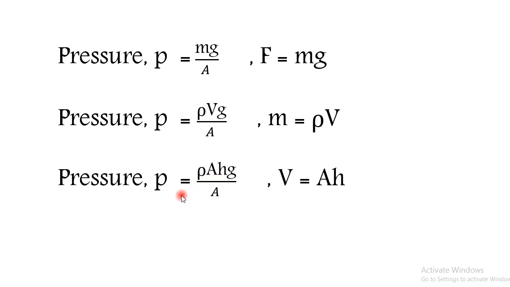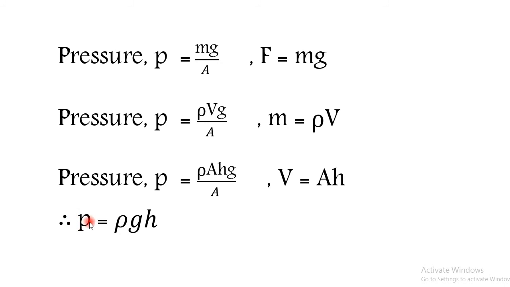Now we can do our cancellation, since we have A there and A there. A over A is 1. So we are remaining with P, that is pressure, is equal to rho h g, or pressure is equal to density times height times g. So in that case we have proved the formula to say pressure is equal to density times acceleration due to gravity, times the height.